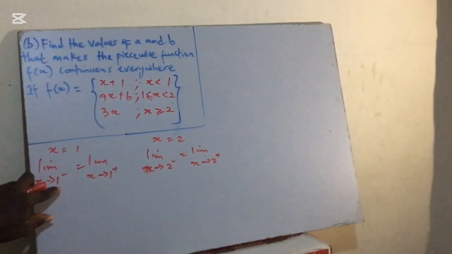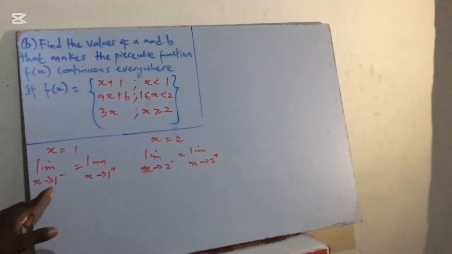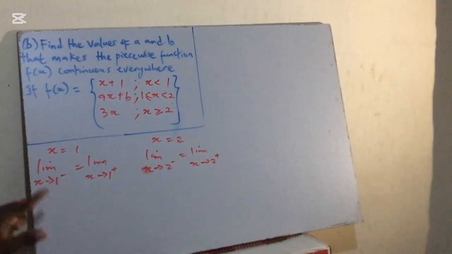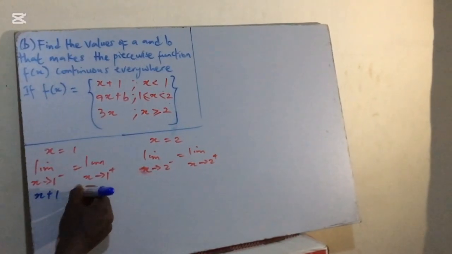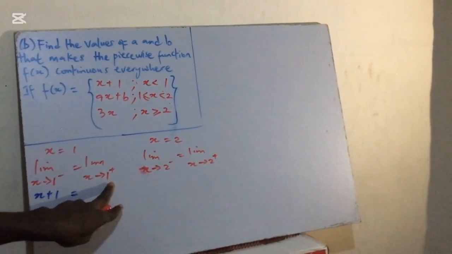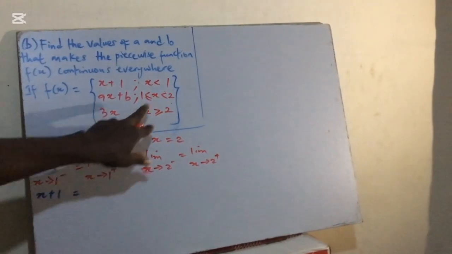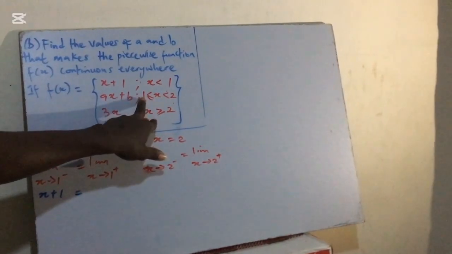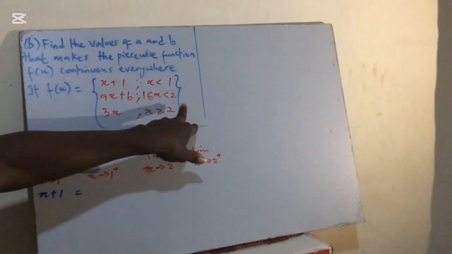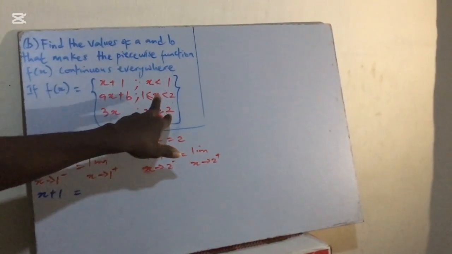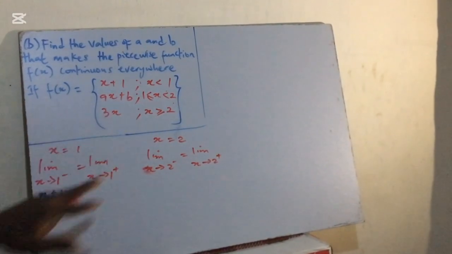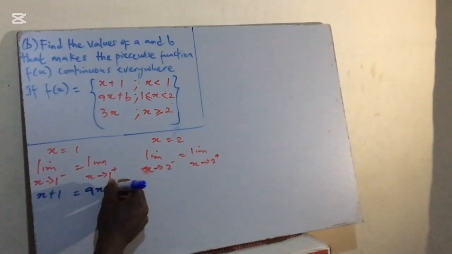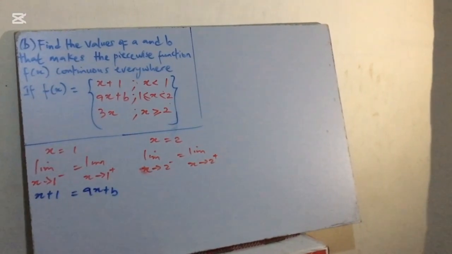For x tends to 1 minus, that's x less than 1. So we are using this, that is x plus 1 equals to x greater than 1 that we are looking for here. So here we have x greater than or equal to 1, then less than 2. When you are reading this, you are reading it to the back. You don't read it as less than, it is greater than. So x is greater than 1. You are using this ax plus b.